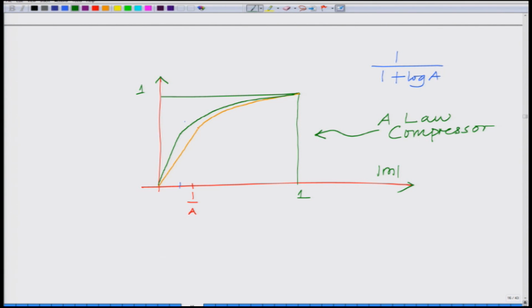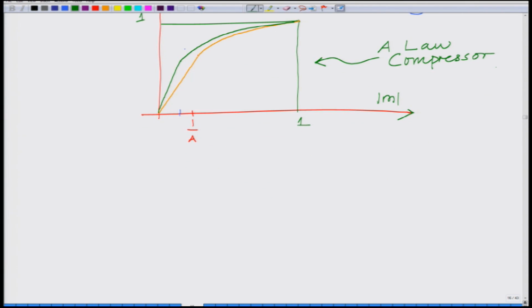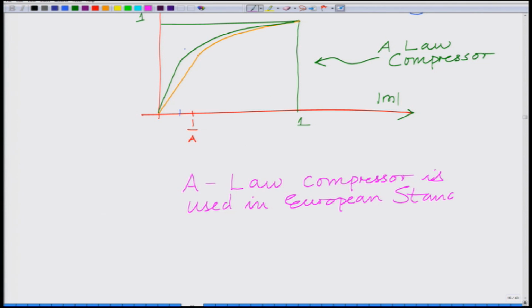So, we have a mu law compressor, we have an A law compressor, and it is again worth noting that this A law compressor is used in the European standards. So, basically we have seen companding.